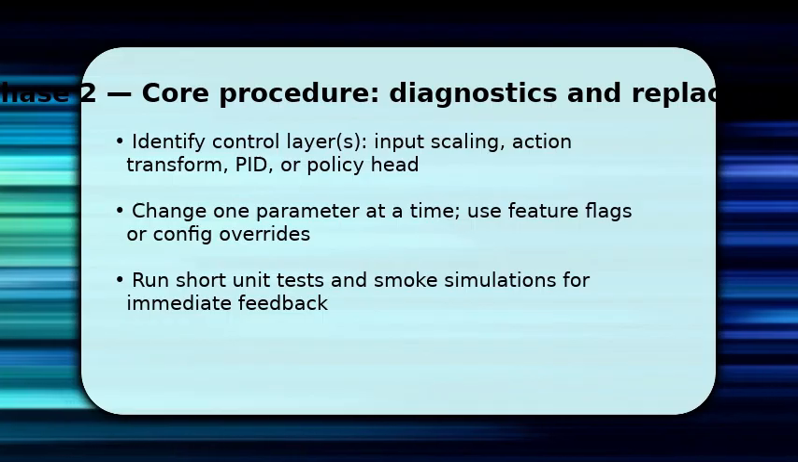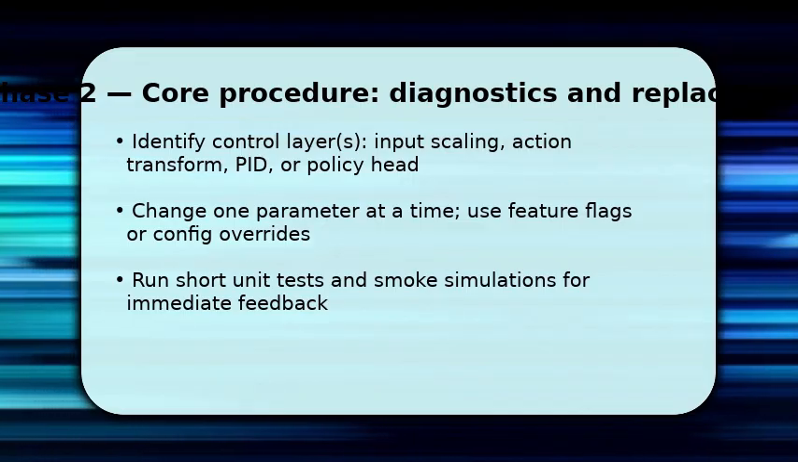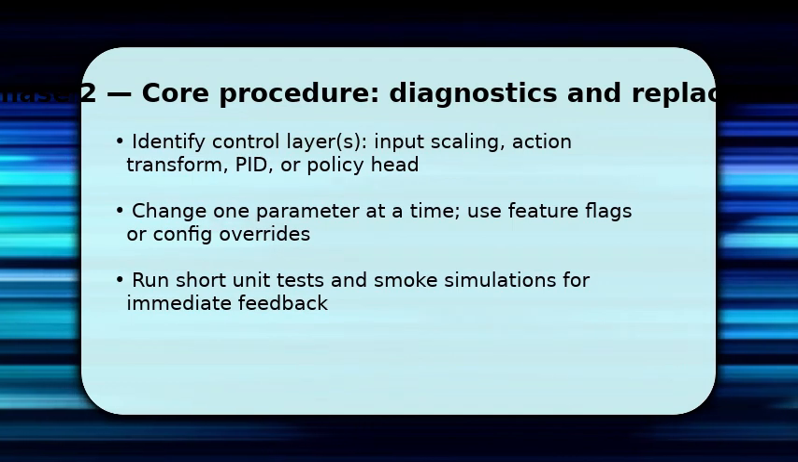Once adjusted, run a short simulation batch, 10 to 50 episodes, to validate behavior shifts. Make sure to record telemetry, reward, safety violations, latency. If performance regresses, revert the single change and try a smaller step size.